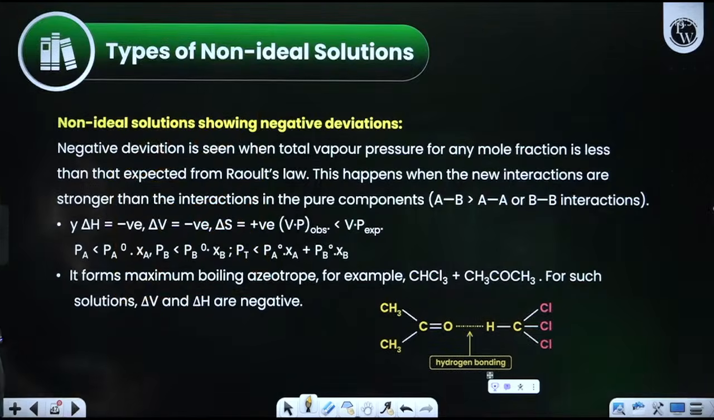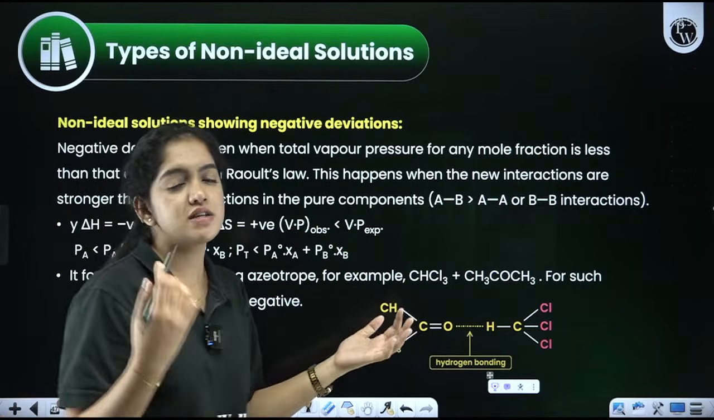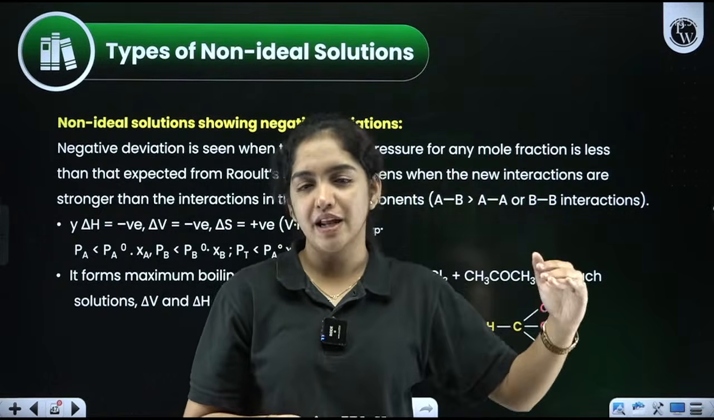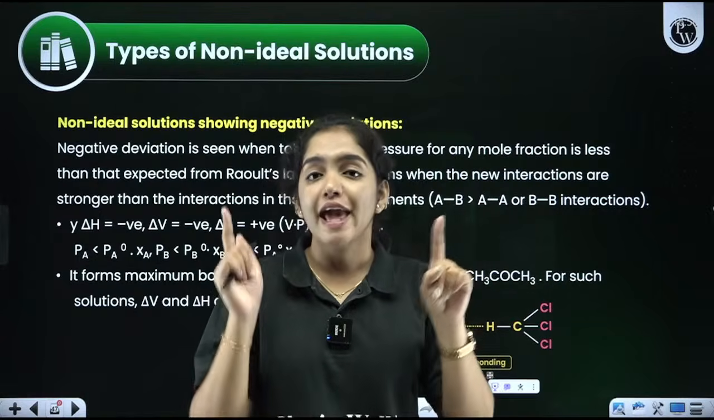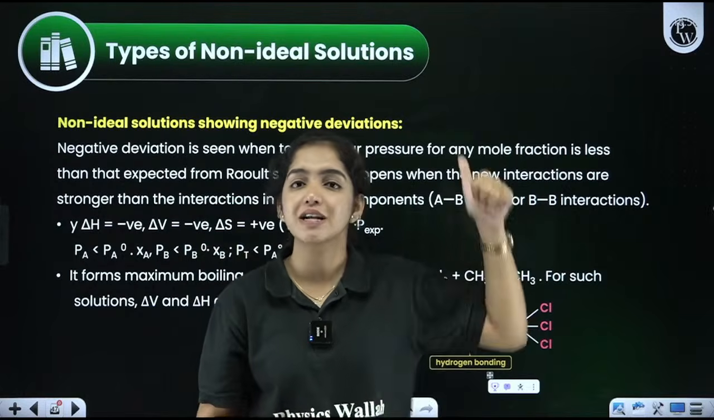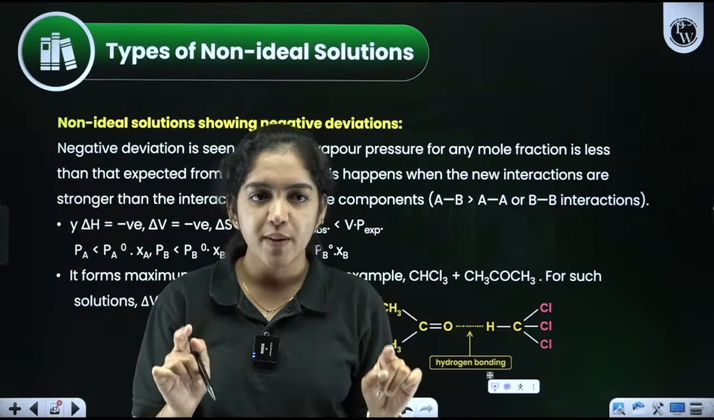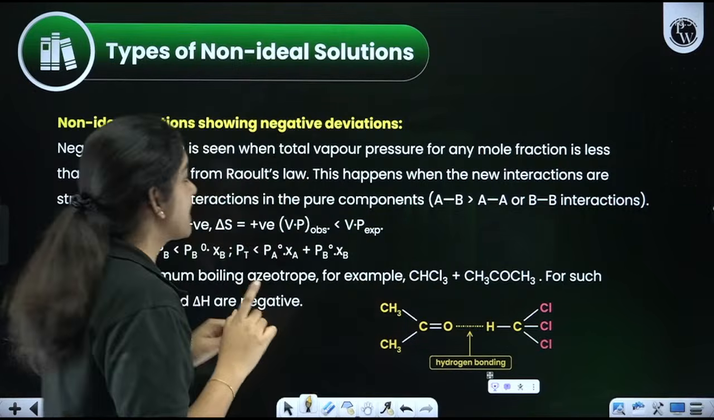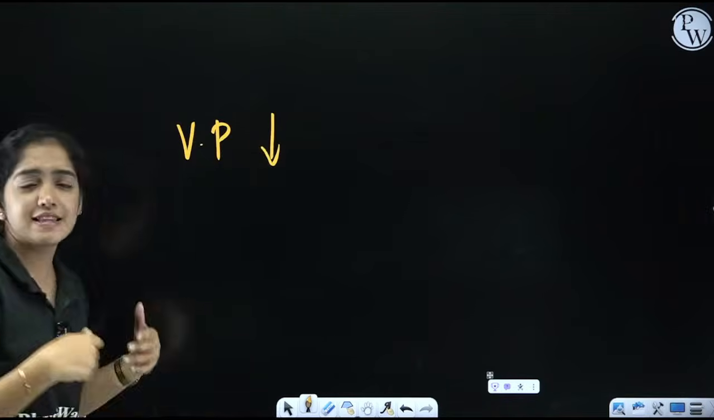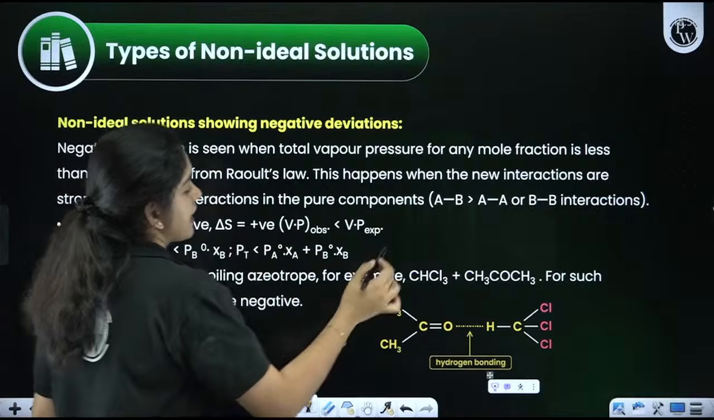Now, we can go to the other one, that is negative deviation. Negative deviation is very, very easy now. We already learned positive deviation. Positive deviation means what? The vapor pressure will be very high than the expected value. When the vapor pressure is very high, it will show positive deviation. AB interactions are weaker than AA interaction and BB interaction. Then the next one is negative deviation. Negative deviation is just the opposite. Vapor pressure will be what? Vapor pressure will be low. In the case of negative deviation, the vapor pressure will be less than the expected value according to Raoult's law.